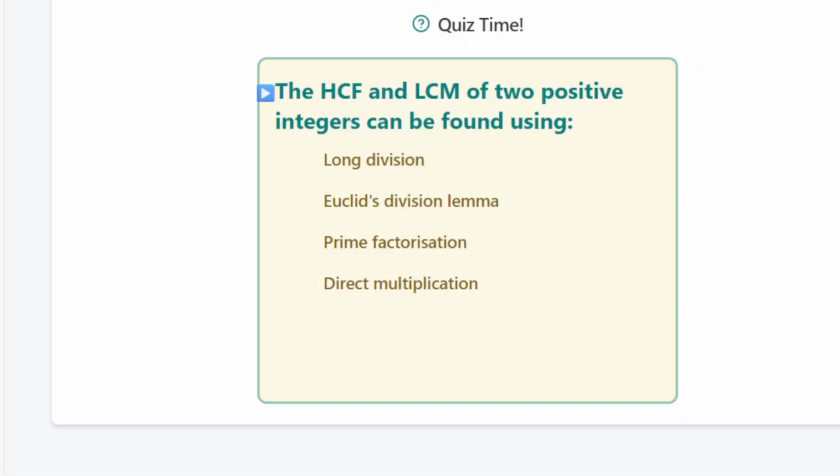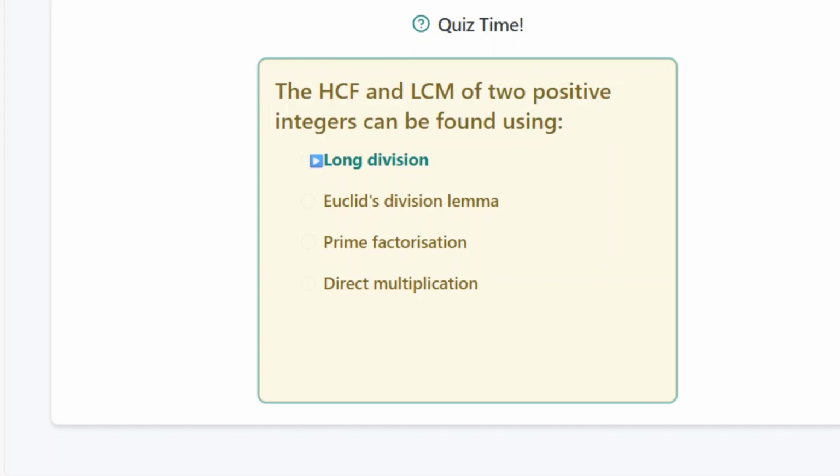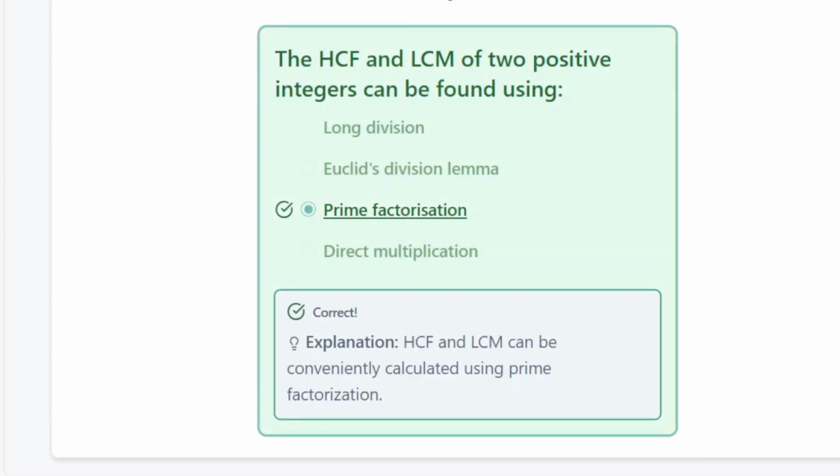The HCF and LCM of two positive integers can be found using Option A, long division. Option B, Euclid's division lemma. Option C, prime factorization. Option D, direct multiplication. Correct. The answer is prime factorization. Explanation: HCF and LCM can be conveniently calculated using prime factorization.